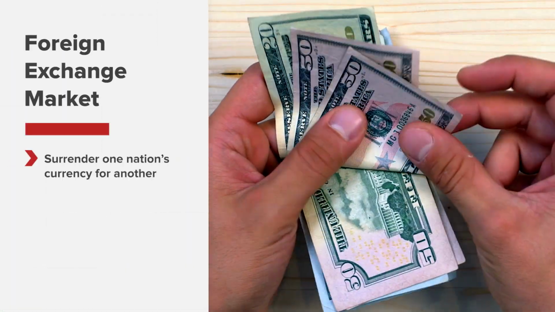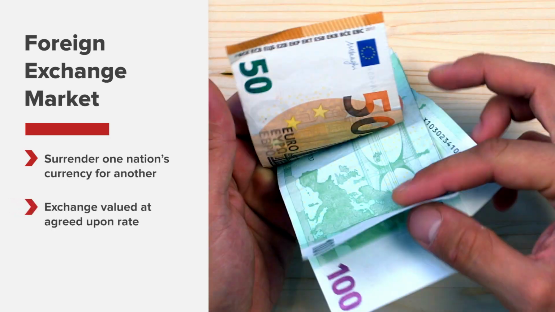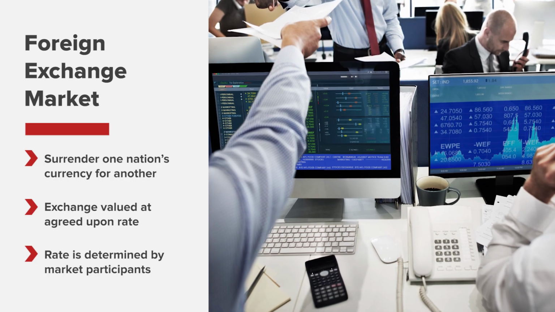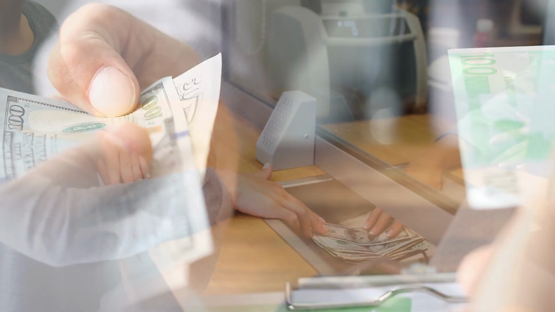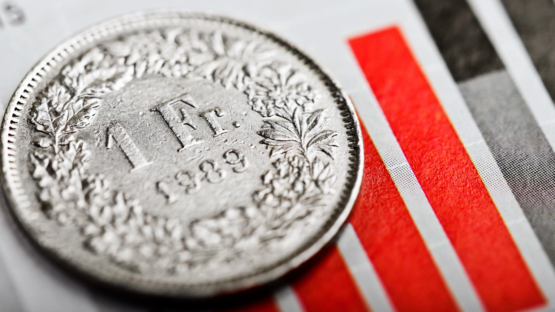As an investor of foreign exchange, what you surrender is one nation's currency for another, and you do so at an agreed-upon exchange rate determined by many investors acting in the currency market. Let's say, for instance, you give up a certain number of US dollars in exchange for a sum of British pounds, or a number of Japanese yen in return for some amount of Swiss francs. But why would you do this? Well, there are a few reasons.